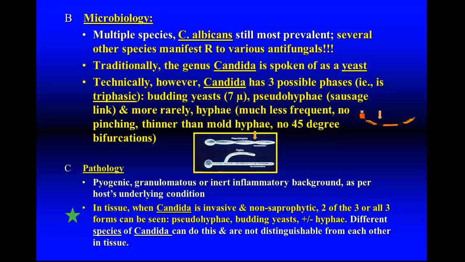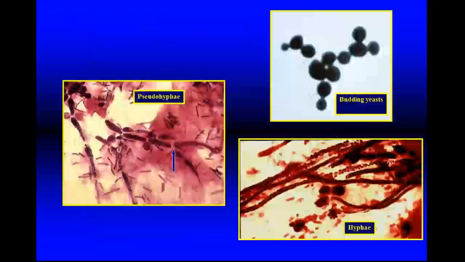And rarely in that case is there any inflammation around it that would have shown that it was authentically the cause of illness. This is your pinching. This is your sausage links. And these are your budding yeasts. This is the more rare hypha that we can tell very easily pathologically from Aspergillus, because it's a lot thinner, 3 to 4 microns in width instead of the larger 7 microns in width.